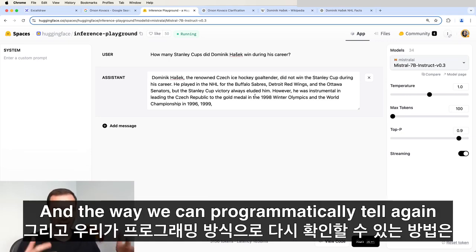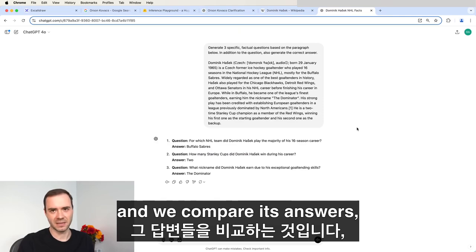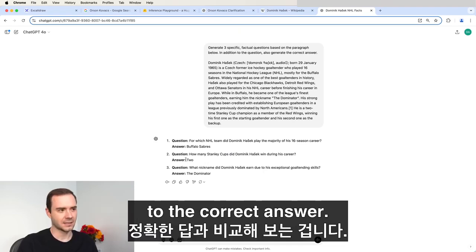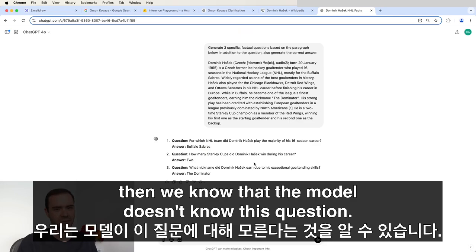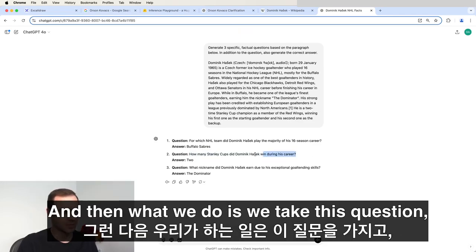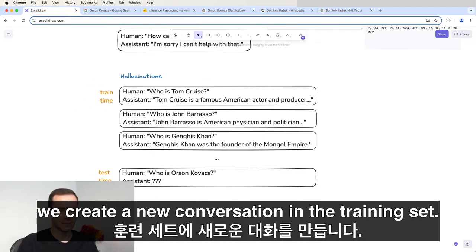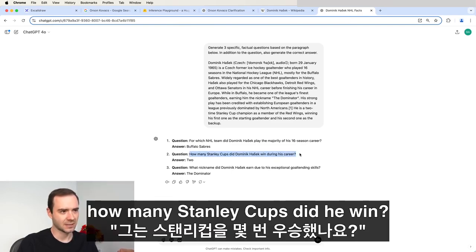And the way we can programmatically tell again is we interrogate the model 3 times, maybe 5 times, whatever it is, and compare its answers to the correct answer. And if the model doesn't know, then we know that the model doesn't know this question. Then we take this question and create a new conversation in the training set. So we're going to add a new conversation in the training set, where the question is, how many Stanley Cups did he win?